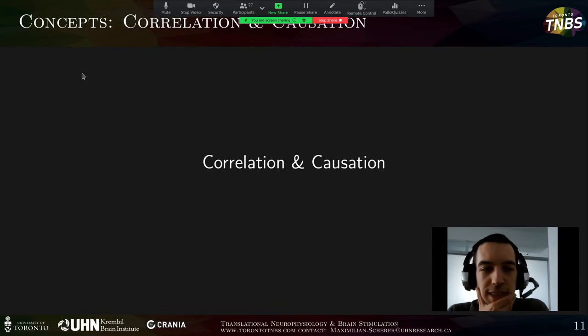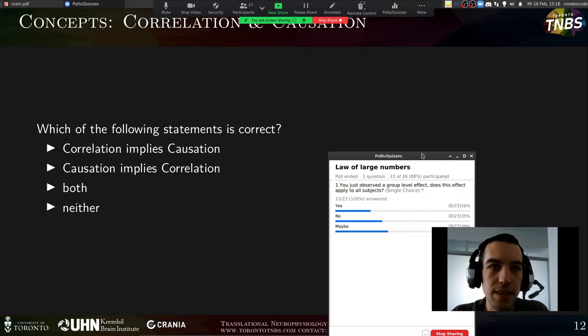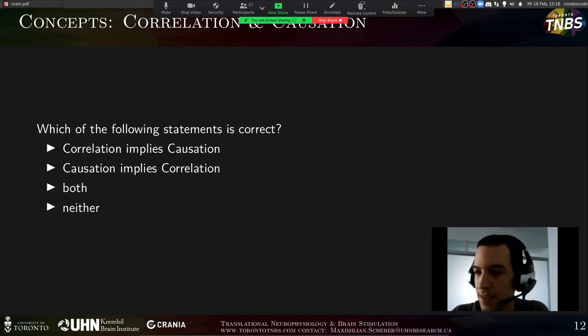The second concept I quickly wanted to talk about is the relationship between correlation and causality. And my question then would be again, which of those statements is correct?